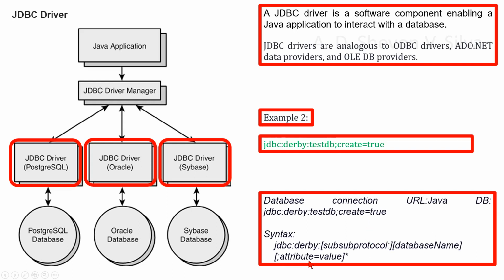Attribute equal value represent an optional semicolon separated list of attributes. These attributes enable you to instruct Java DB to perform various tasks, including following. Point 1, create database specified in the connection URL. Point 2, encrypt the database specified in the connection URL. Specify directories to store logging and trace information. Specify a username and a password to connect to the database.